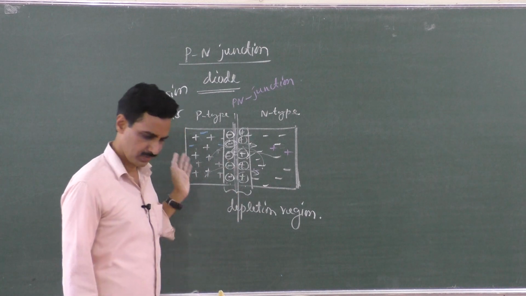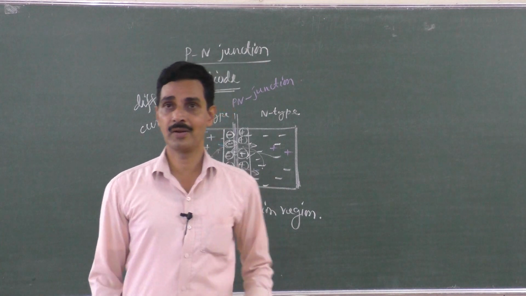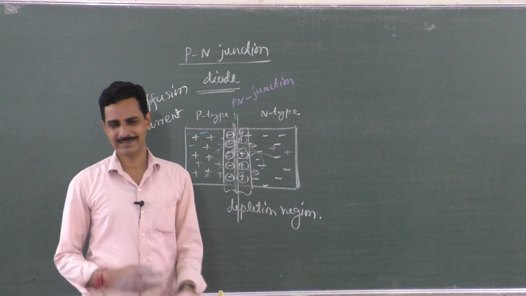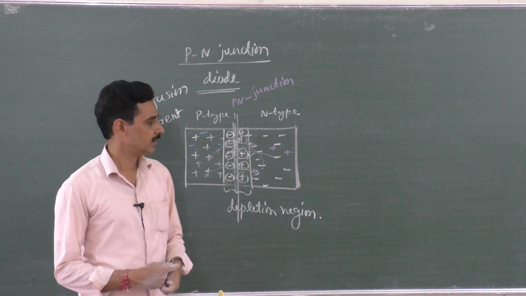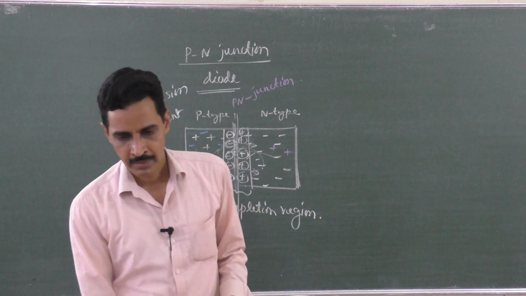I am going to continue this because it's a very interesting one. You get one more type of current called drift current further, and then the PN junction diode and all, and we will study it in the next class.